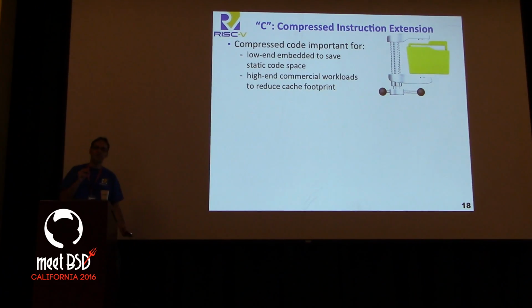And compressed code is really important in two scenarios. One is in embedded, where it's important to save static code size. The cost of flash in embedded devices is a critical parameter. You want as small a code as possible. But also high-end commercial workloads. In servers, you'll find a lot of the execution time is dominated by I-cache misses. Instruction working sets are very large in commercial workloads. So cutting that down with compression is very important too. So this compressed section just mixes in with the regular instructions.